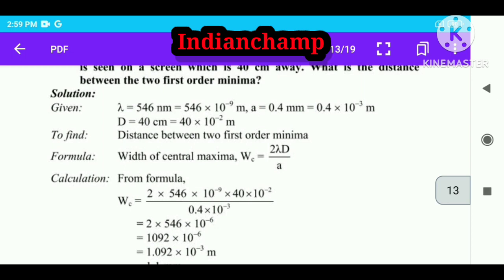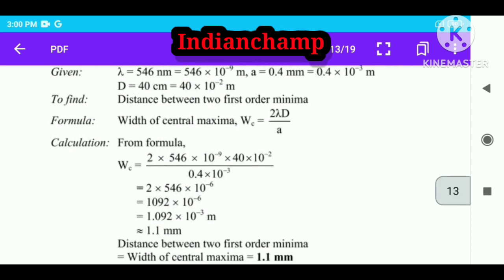Solution. Given lambda is equal to 546 nm is equal to 546 into 10 raised to minus 9 m. a is equal to 0.4 mm is equal to 0.4 into 10 raised to minus 3 m. D is equal to 40 centimeter is equal to 40 into 10 raised to minus 2 meter. To find the distance between the two first order minima, formula: width of central maxima W_c is equal to 2 lambda D divided by a.